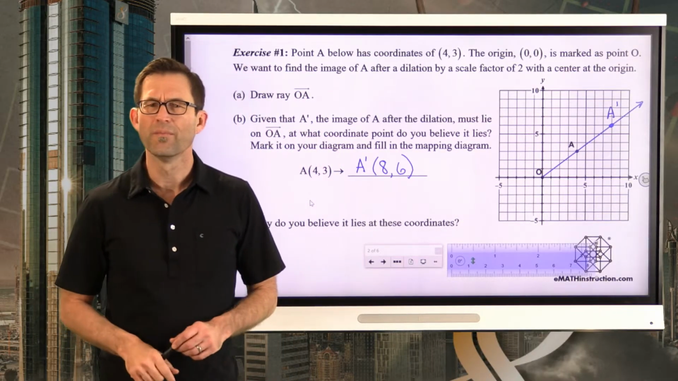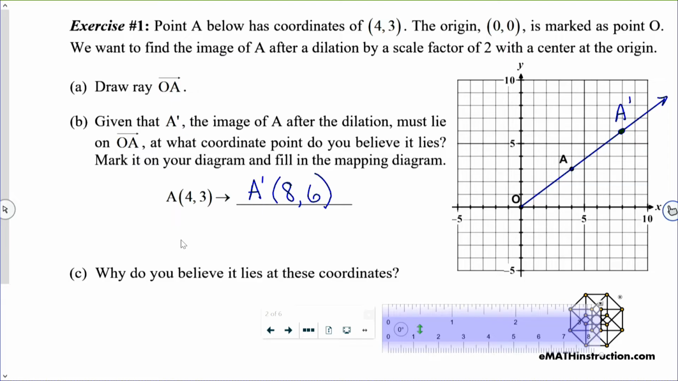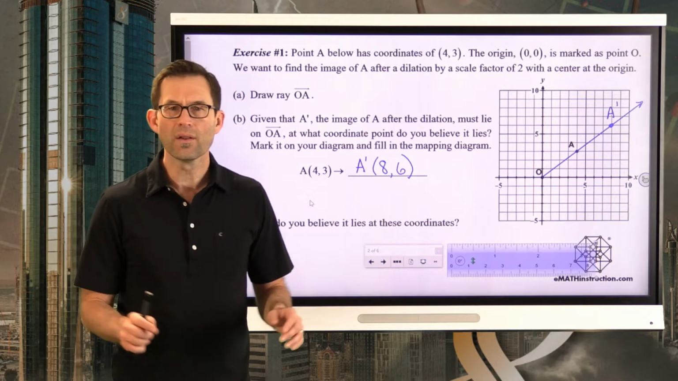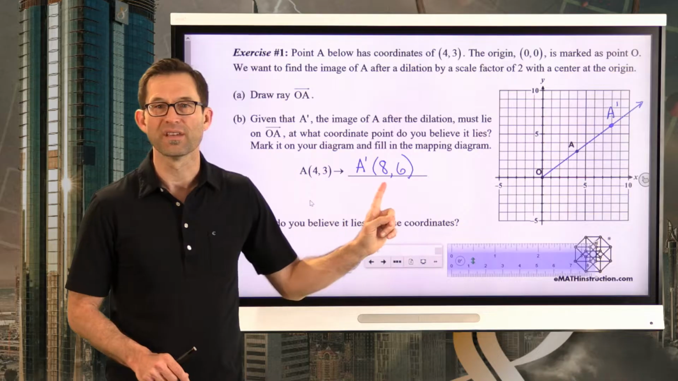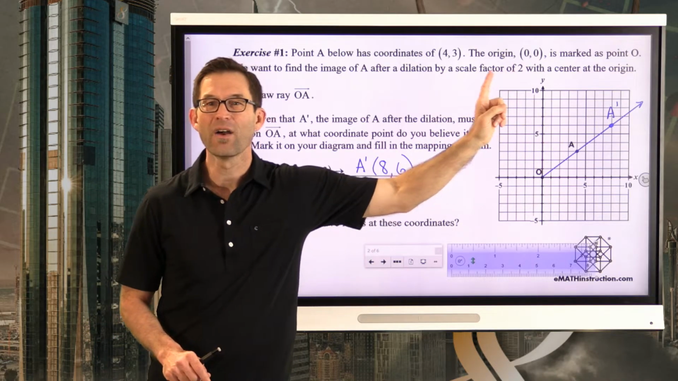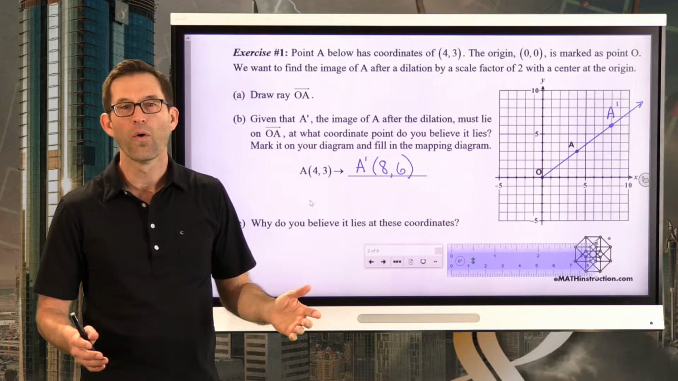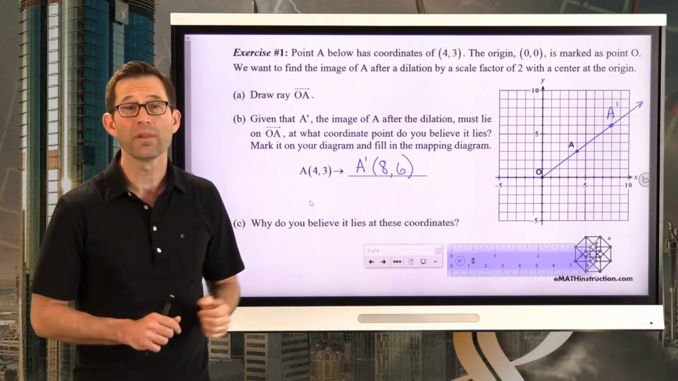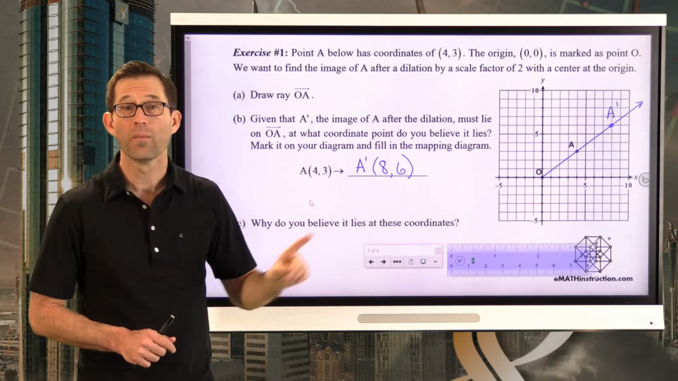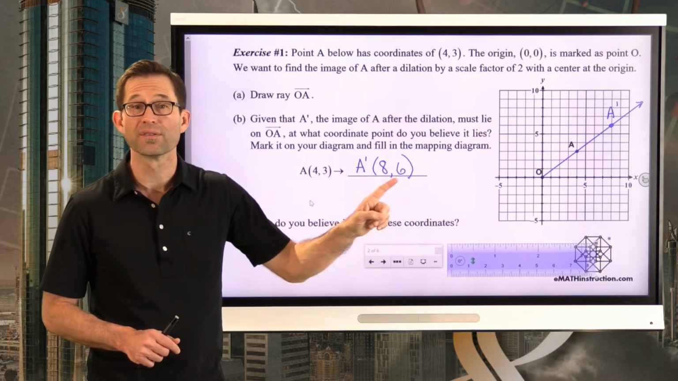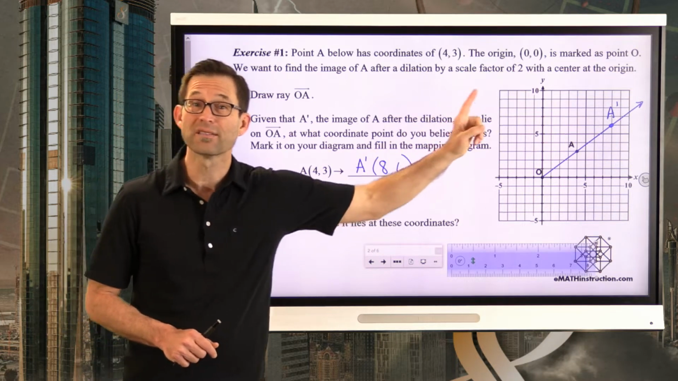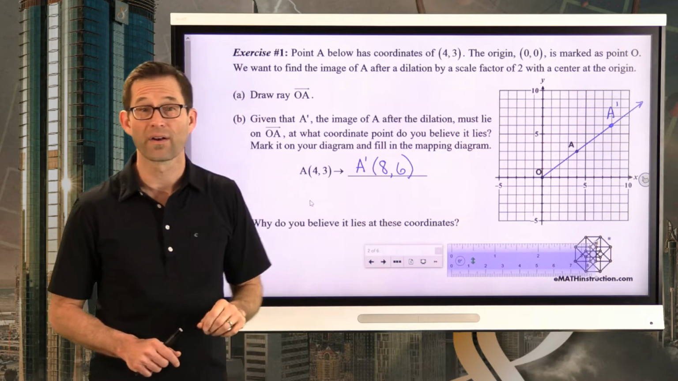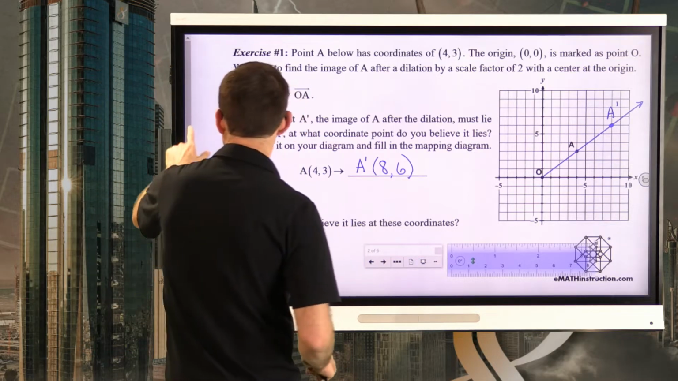Now, letter C simply asks us, why do you believe it lies at these coordinates? So take a look just for a second at 4, 3 and 8, 6, and the fact that we have a scale factor of 2. So hopefully it's kind of obvious. Why do we believe that it lies at these coordinates? Well, because both the x and the y coordinates are double what we began with, right? And that makes sense because we have a scale factor of 2. Let's write that down really quickly.